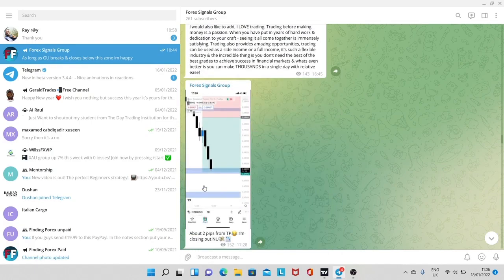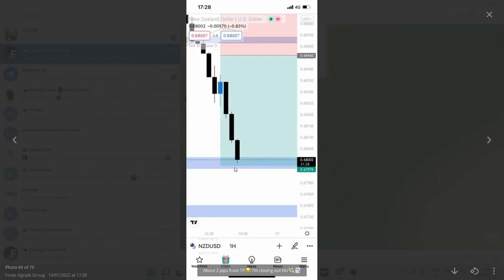NZD USD, once again, a beautiful trade. It came a pip away from my stop loss. This was at about half five in the evening, so there was only a few hours till market close. So I just thought there's no point risking it. Take profits now, and that gave us about a 1 to 2 risk to reward as well.